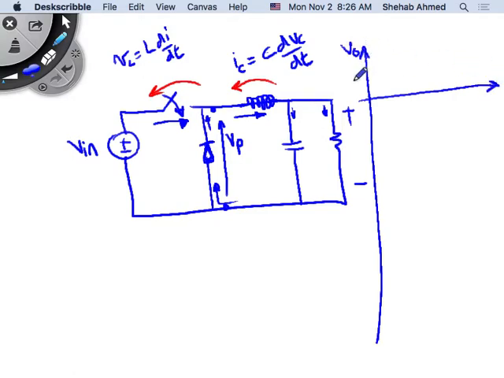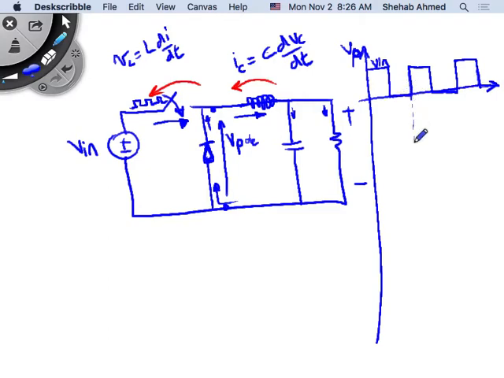So this would be, let's draw VP first. VP would be, I'll call this V pole, okay? V pole. VP will look like, if this switch is receiving a gate signal, like this, and is being controlled properly, then VP will look like this waveform here. It will equal V input when the device is on, and 0 when the device is off.